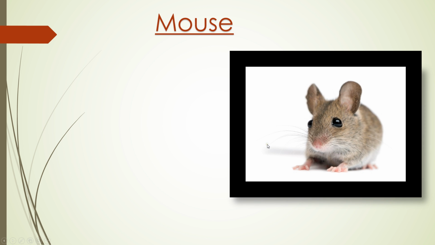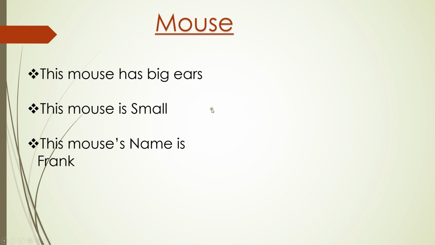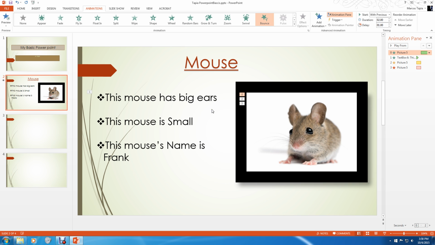Now I didn't change the other animations, so if I click, my text shows up. I'm going to click again to show that emphasis, and then I click one more time to make my mouse disappear. So let's go back here.